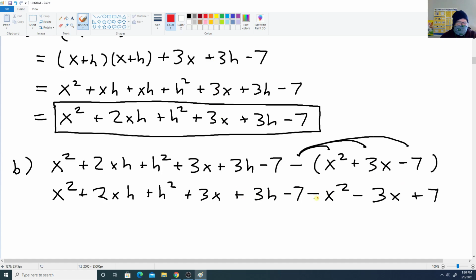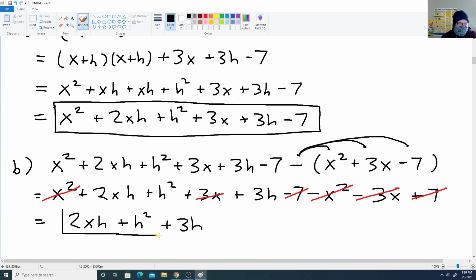Okay, negative x squared and positive x squared, those can cancel. Negative 3x and positive 3x, those can also cancel. Positive 7 and negative 7, those can cancel as well. They add up to nothing. So what we are currently at is 2xh plus h squared plus 3h. This is the things left over in part B that didn't actually cancel out with anything.